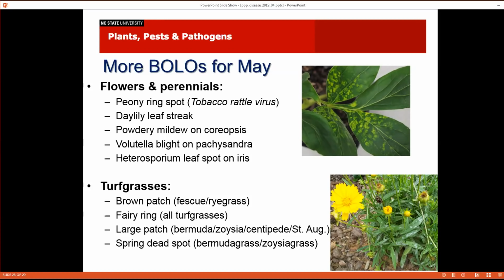And then again, spring dead spot, which I mentioned last time, with the greening up of some of our Bermuda grass and zoysia grass areas that were infected by the fungus and died from cold injury over the winter.